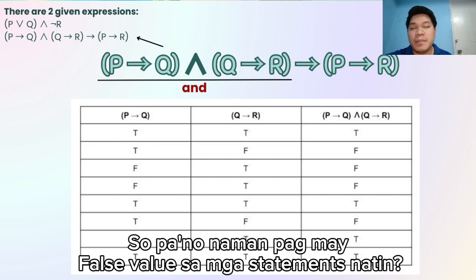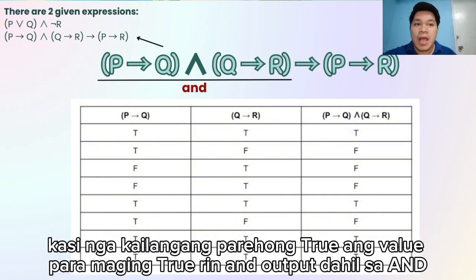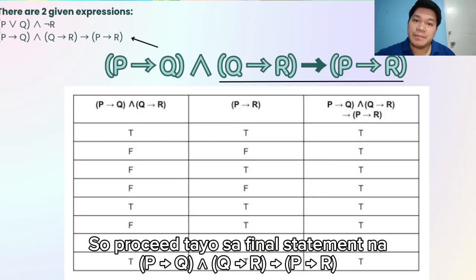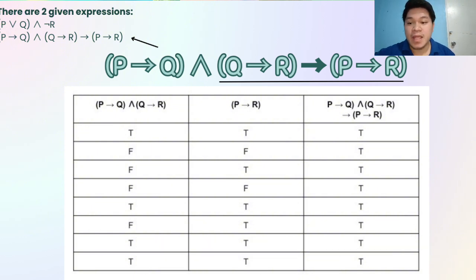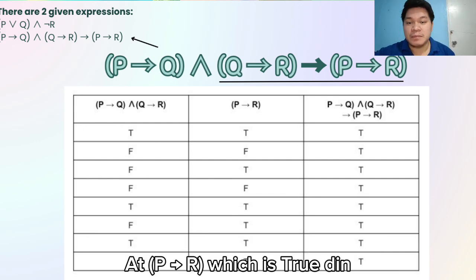So paano naman pag may false value sa mga statement natin? Magiging automatic false ang value ng statement na to kasi kailangan parehong true ang value para maging true rin ang output dahil sa AND. So proceed tayo sa final statement na if P implies Q and Q implies R, then P implies R. Meron na tayong value para sa P implies Q and Q implies R which is true, at P implies R which is true then.